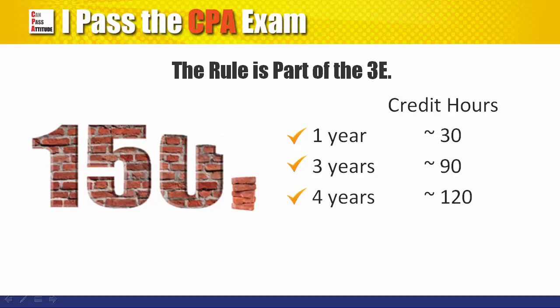If you have a 3-year bachelor and a 2-year master's degree, then you will have 90 plus 60 credit hours, which equals to 150 credit hours. This 150-hour rule is not as rigid as the degree requirement. As long as you have met the minimum degree requirement, that is, 4 years of university, you can take non-degree courses to make it up for the remaining 30 credit hours.